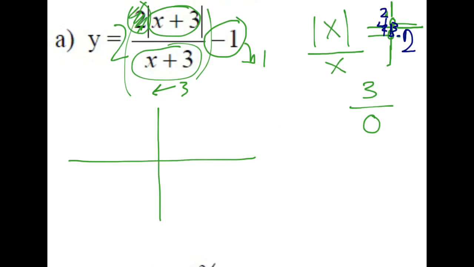So one more thing we need to think about, that minus 1 is going to affect where these two legs are. So they're not going to be at 2 and negative 2 like that. They're going to be shifted down, so they're going to be at 1 and negative 3.